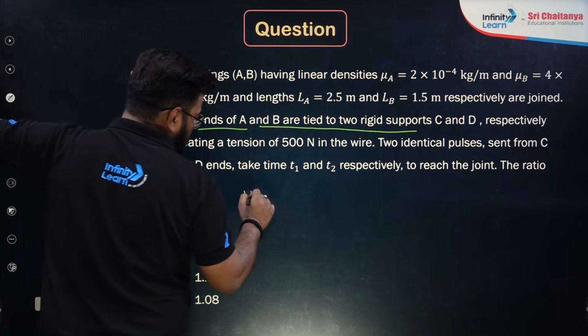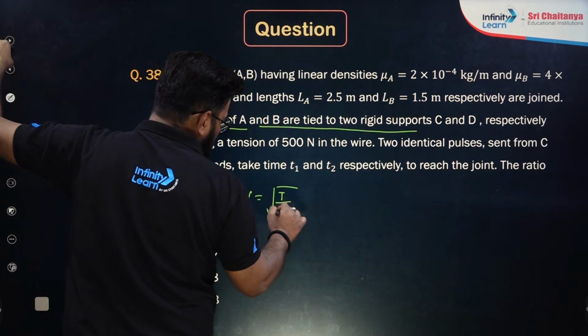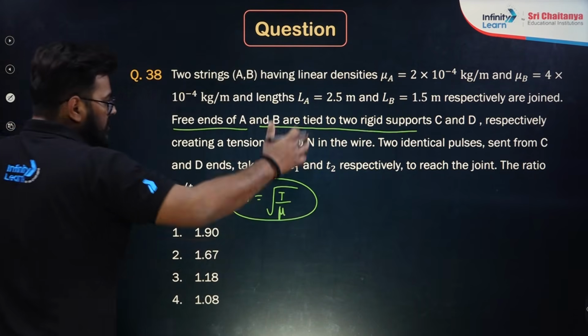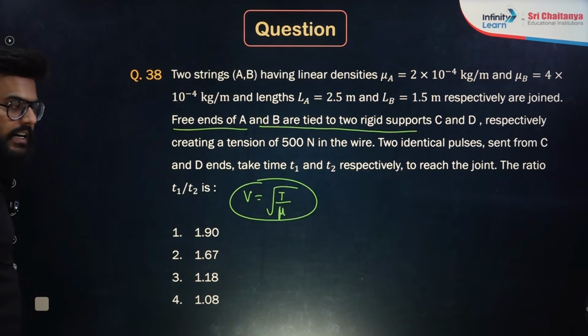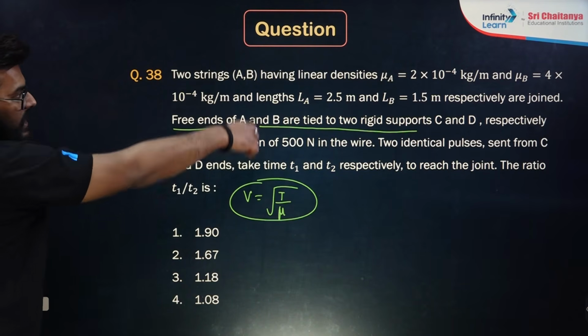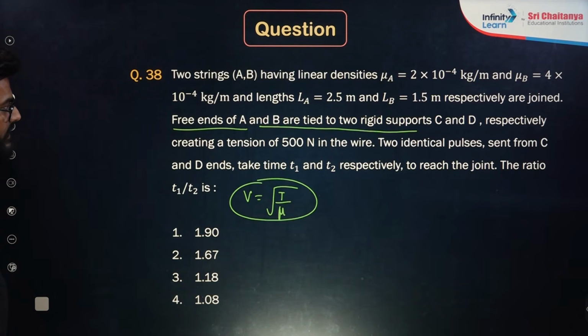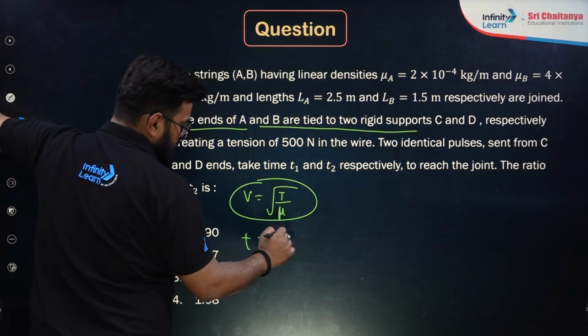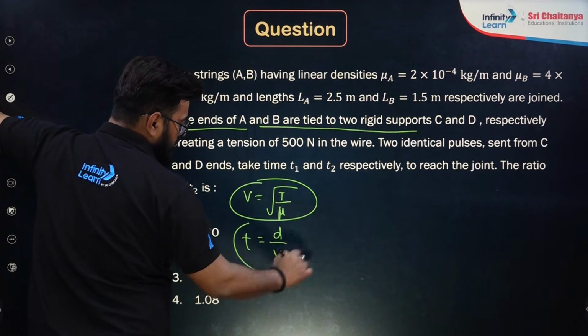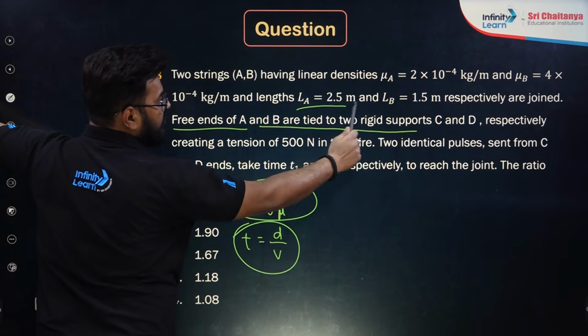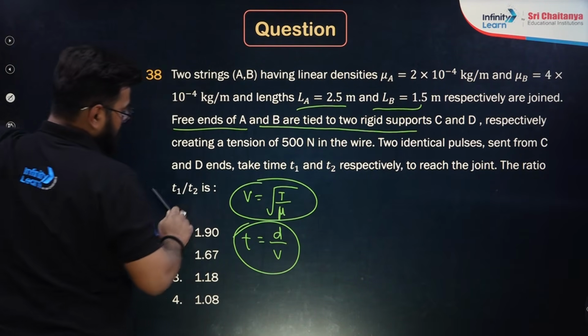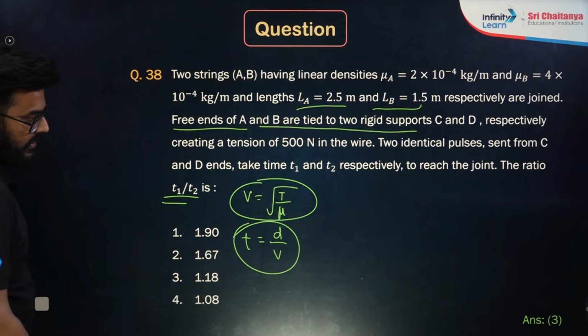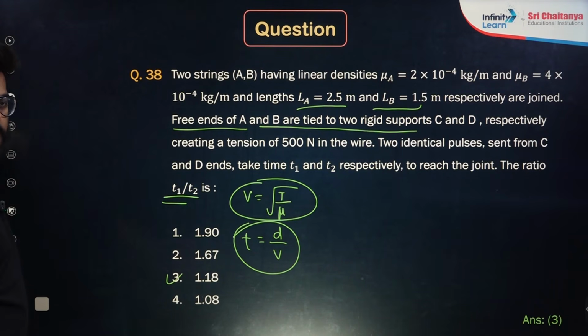See, the velocity of the wave is the square root of tension upon nu. Now, tension will be the same in both the wires because they are connected. The difference is only in mass per unit length, the linear mass density. And the distance is also given. So the time over here is simple, whatever is the distance d upon the velocity v. The distances are given as 2.5 and 1.5. Based on that, the T1 to T2 ratio can be calculated. It will be option number 3. I hope this is clear. There is no trouble in it.